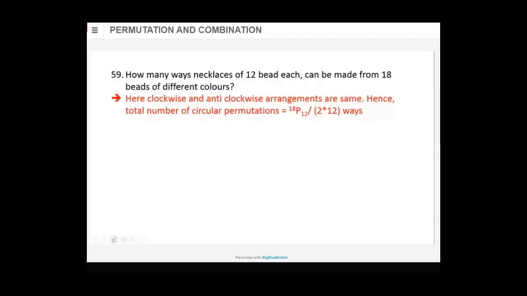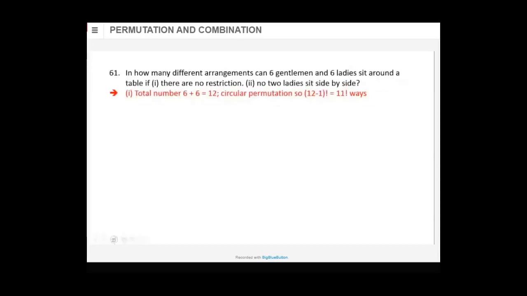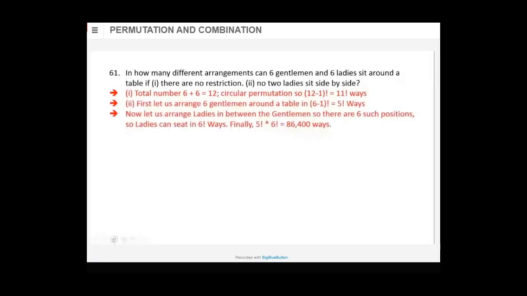This was done. This is no problem. Next one, this is done. Right? 61 was over. Now 62.